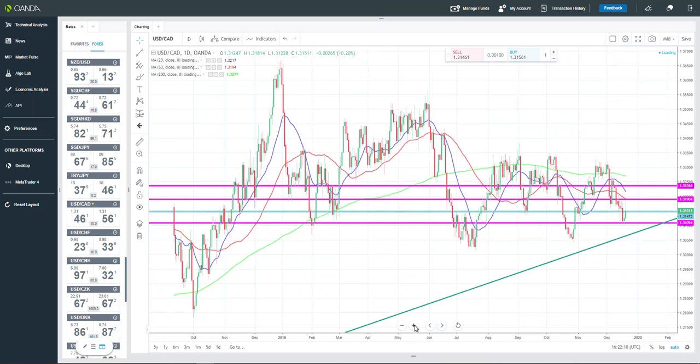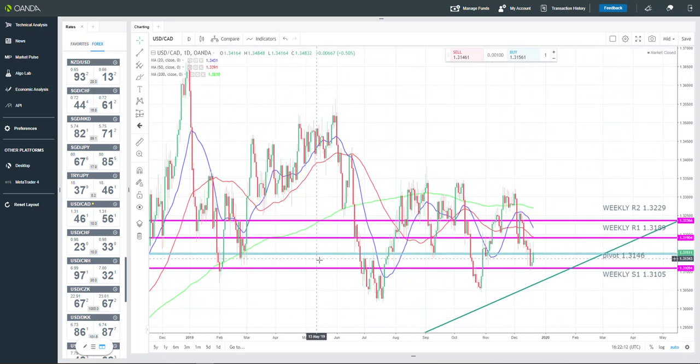So here's our daily chart, and what we see is price had a big, strong day on Friday, really shot up, and basically bounced off the support line here. So this is our weekly S1 at $1.3105.